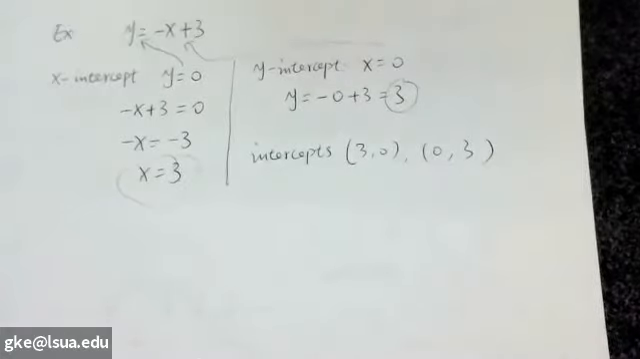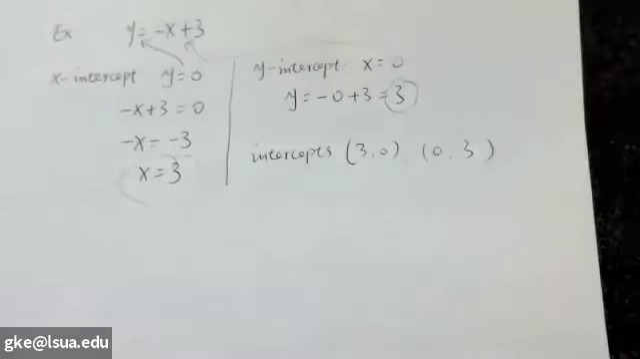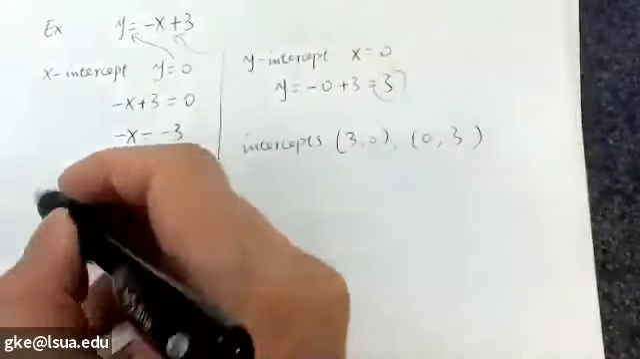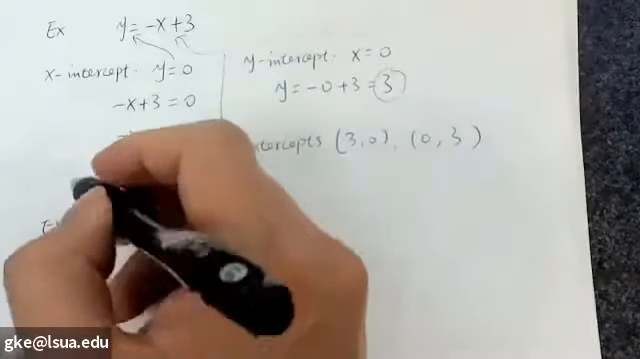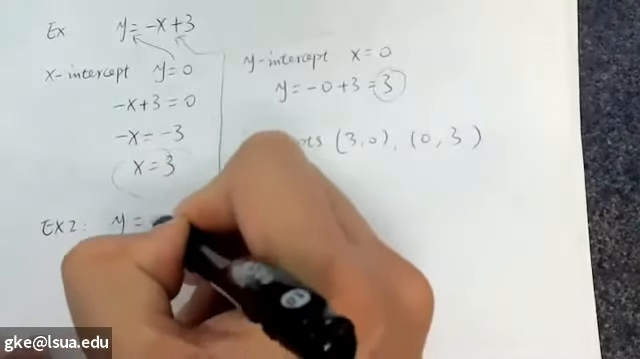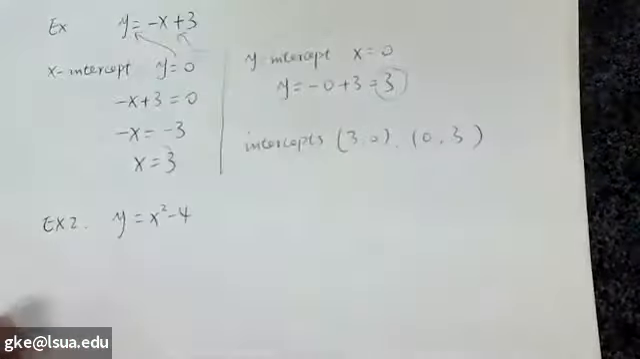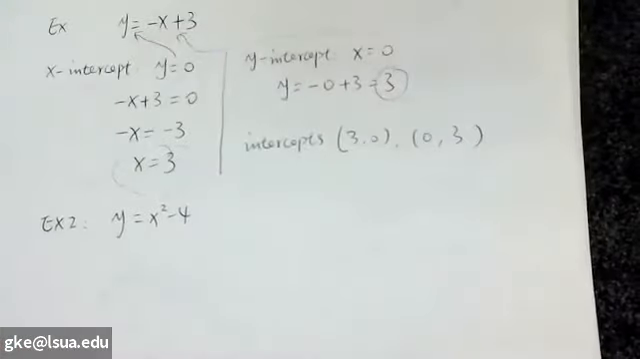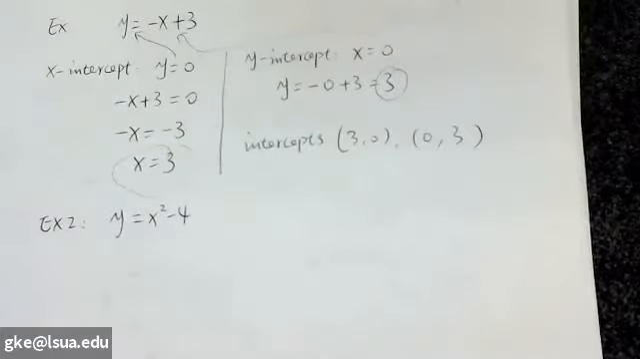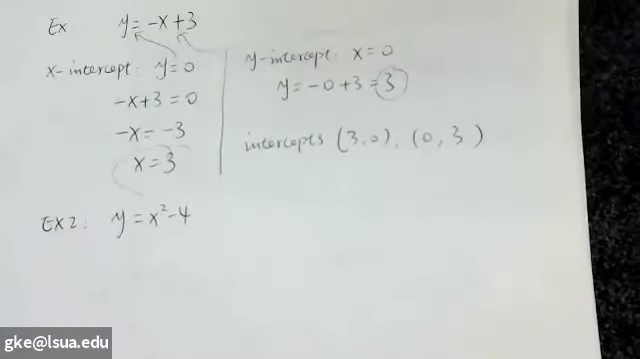Now let's try a little bit tougher one. For example, I give you a function like that. Now I would like you to solve these problems by yourself. That is a typical example of a quadratic function, x squared minus 4. How to find the intercepts? Well, follow the same procedure.